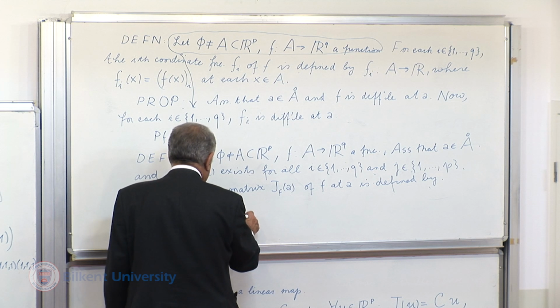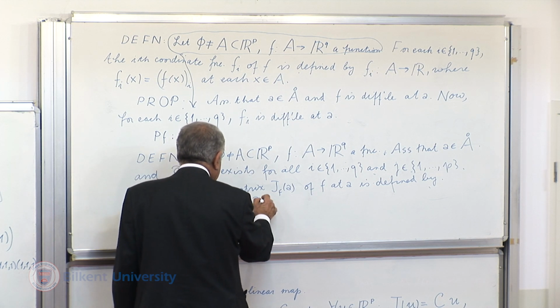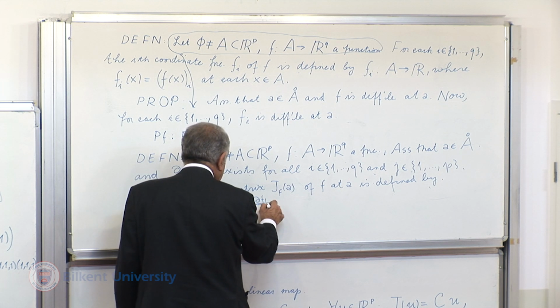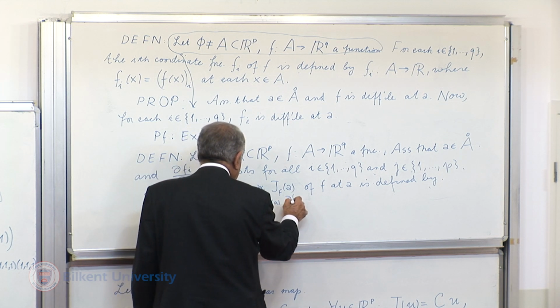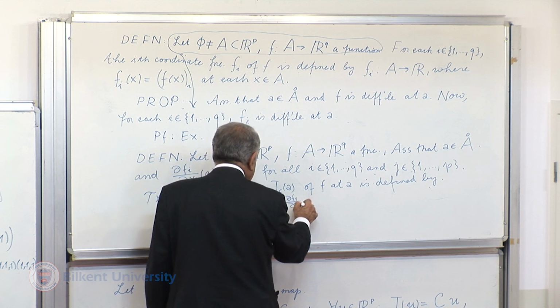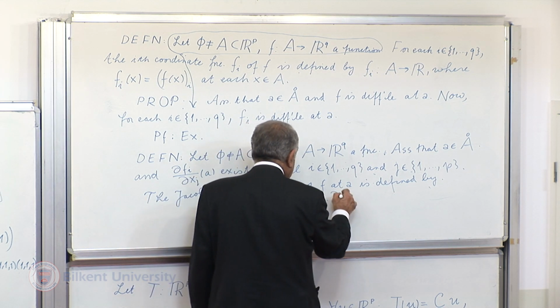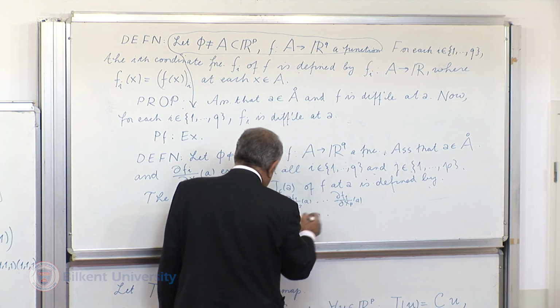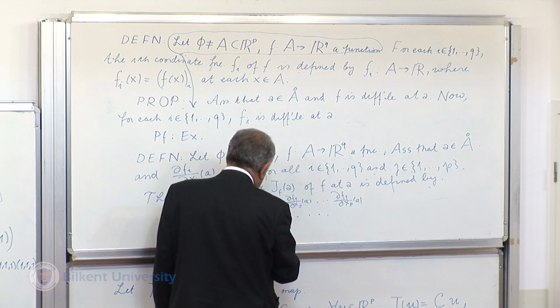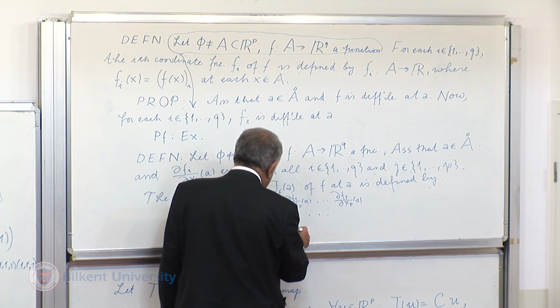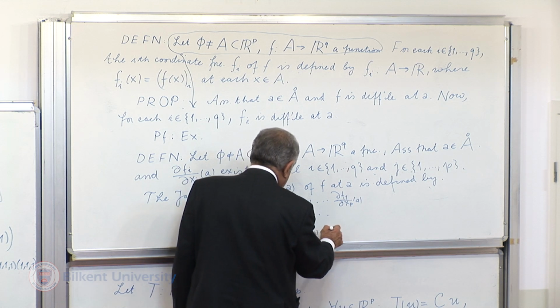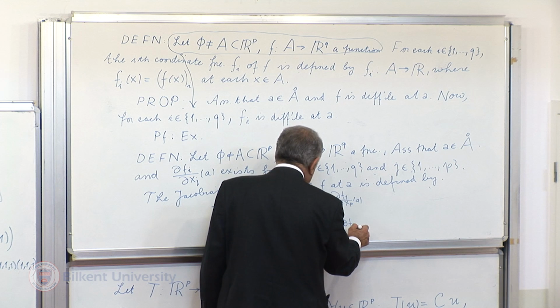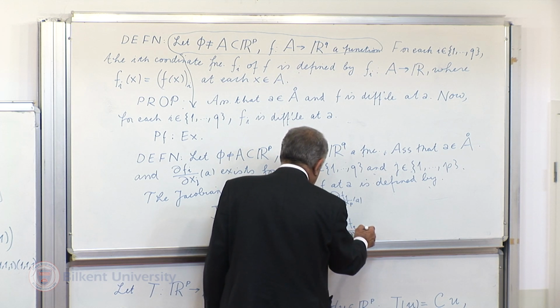J_f(a) equal to, now the first row is del f_1 over del x_1 at a, del f_1 over del x_2 at a, up to del f_1 over del x_p at a. And the last row, that's the q-th coordinate function, del f_q over del x_1 at a, del f_q over del x_2 at a, up to del f_q over del x_p at a.